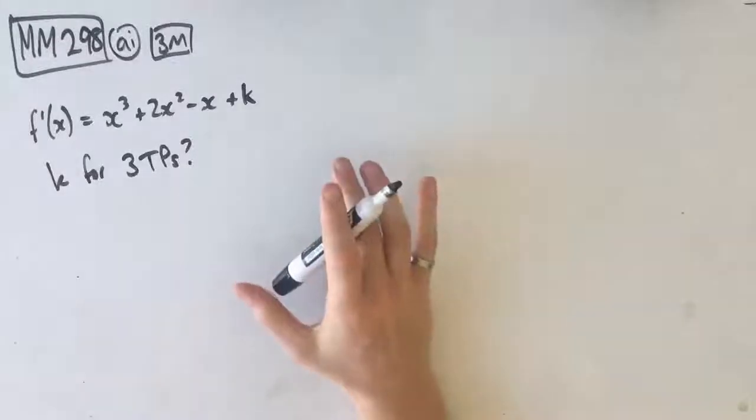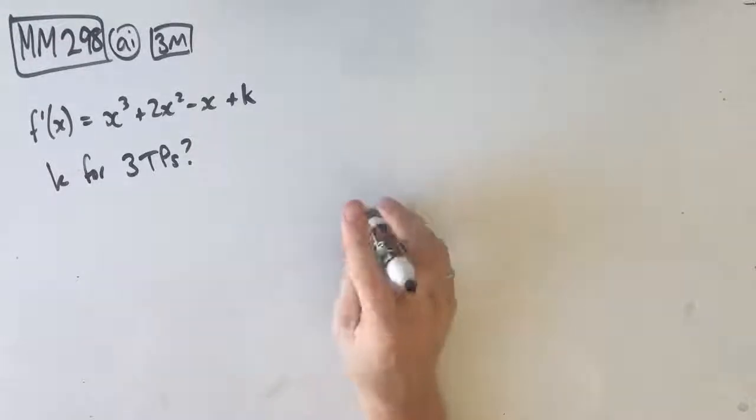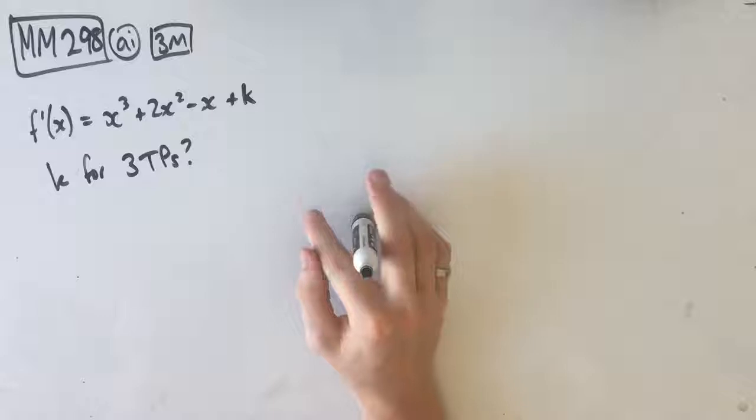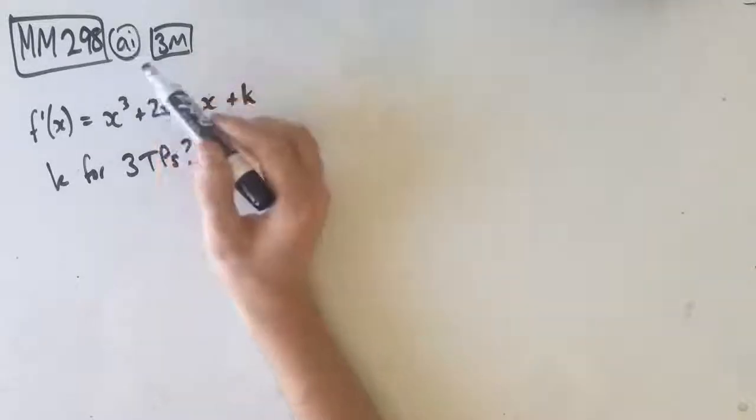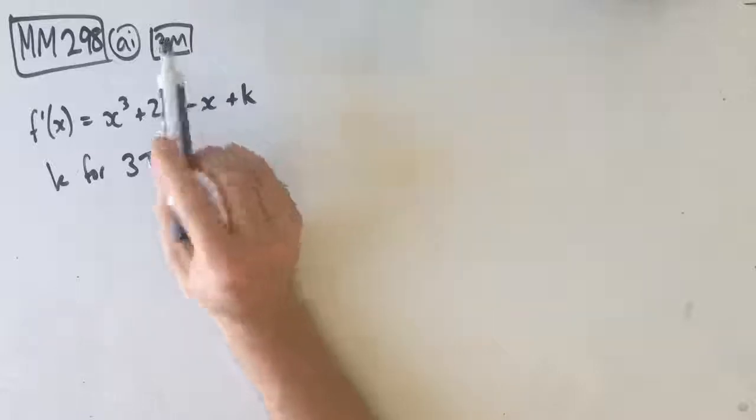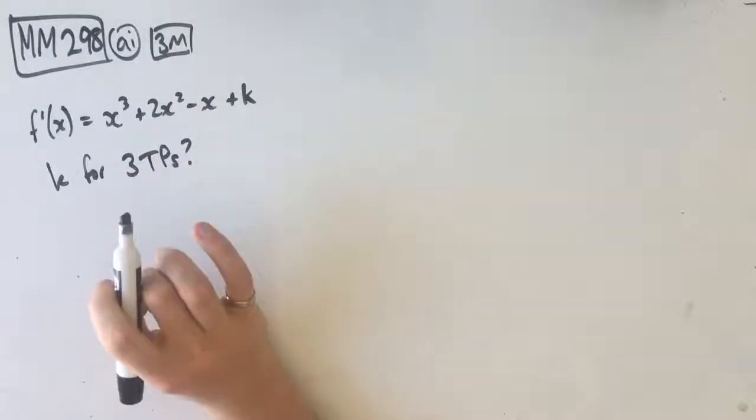Hey guys, welcome to question MM298 of the Maths Methods Fortify study guide. Now this is an 11 mark question, so a pretty big one. So let's just start with A1, which is 3 marks. So we get this function that is f.